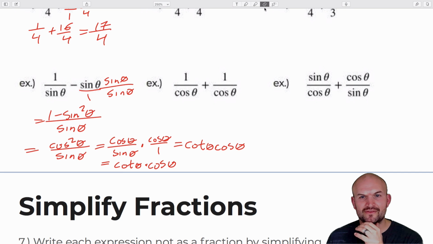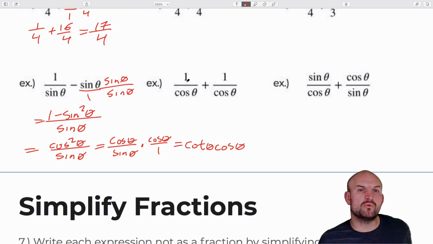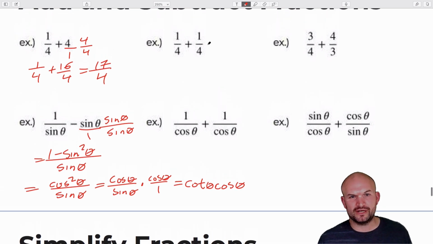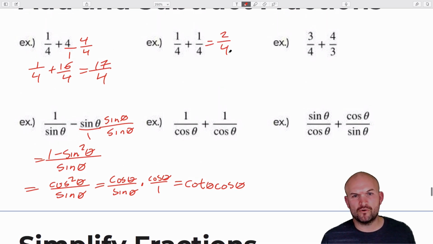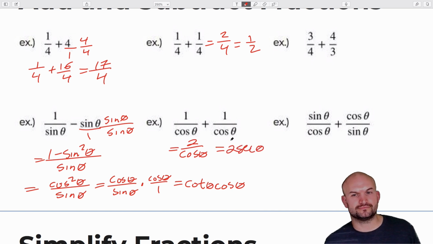Now, the reason I'm writing it down there is that this next problem is fairly simple. This one's not as bad, right? You can see this example is going to be 1 over cosine of theta plus 1 over cosine of theta. Well, since they have the same denominator, we can just add the numerators. Over here, you get 2 over 4. But just remember you always need to simplify that, reducing to 1/2. Whereas here, this is just going to give us 2 over cosine of theta, which we can rewrite not as a fraction to give us 2 secant of theta.